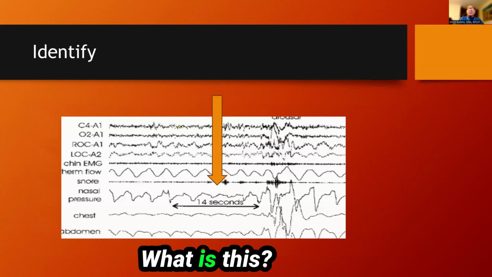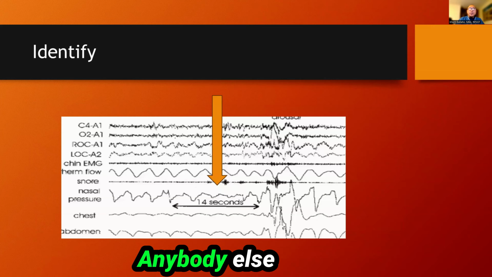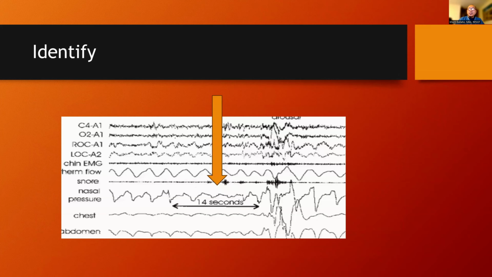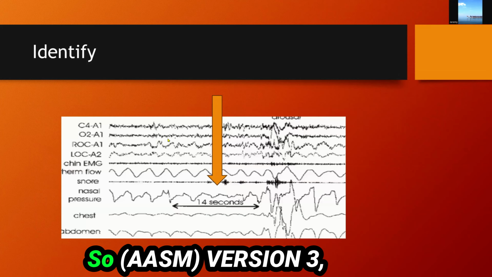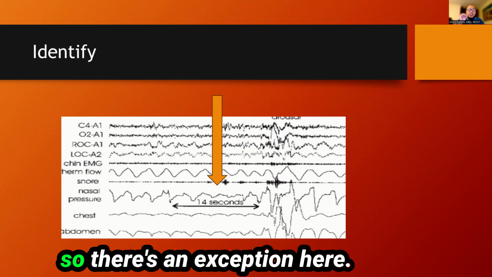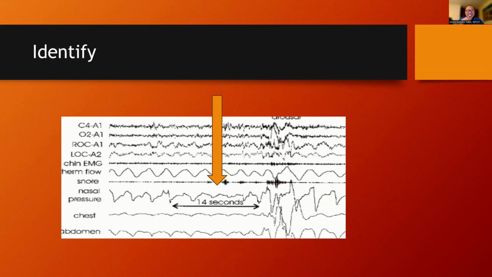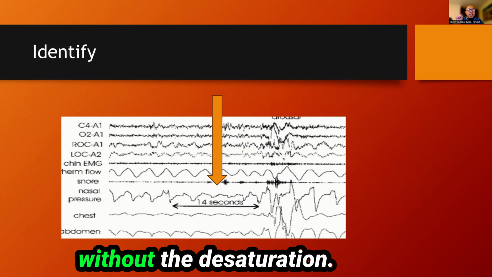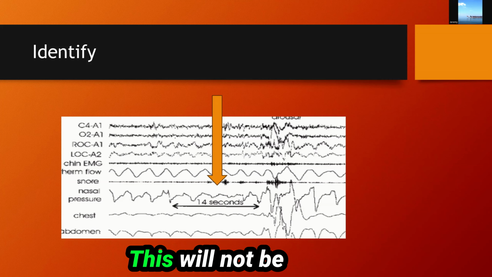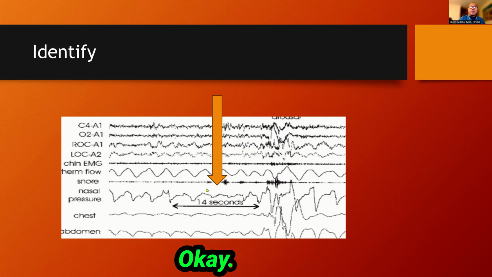All right, what is this? Hypopnea. All right, very good. Anybody else have any answers? There's an arousal, yeah, there. So with version 3, you don't need any more desaturation unless, there's an exception here. Anybody know? Without the desaturation, this will not be accepted by Medicare. That's the catch, okay? They need 4%.